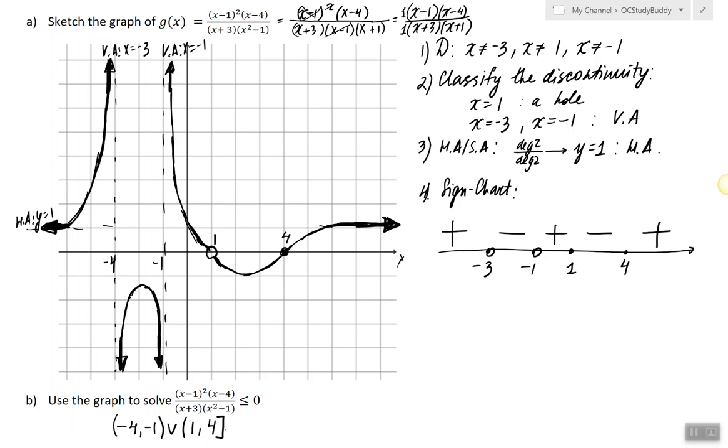Now, as a matter of fact, we could have used the sign chart to solve this inequality because the only purpose of the sign chart is to tell the signs of the function. And I just found a mistake here. Instead of -4, this should be -3. So this is how we sketch the graph of a rational function and use it to solve the inequality.